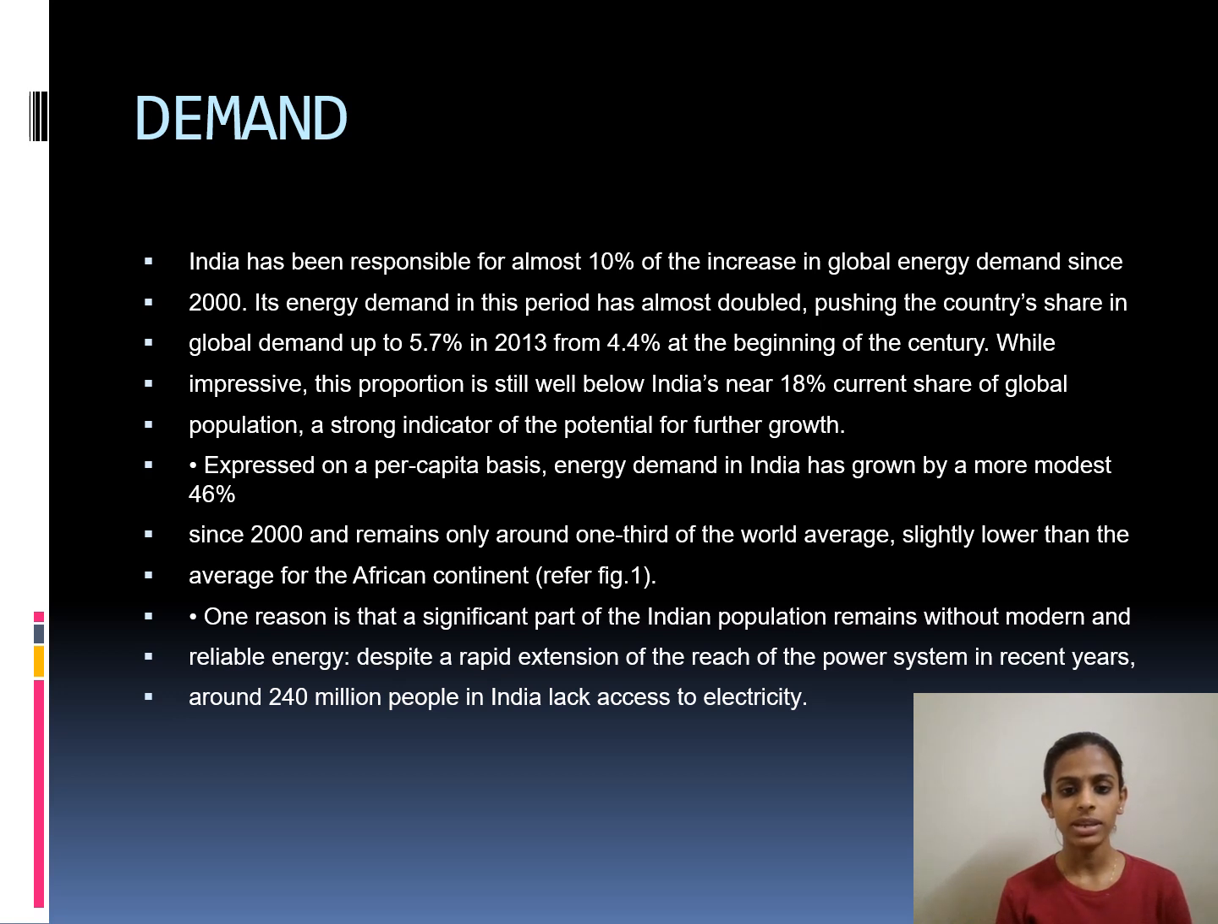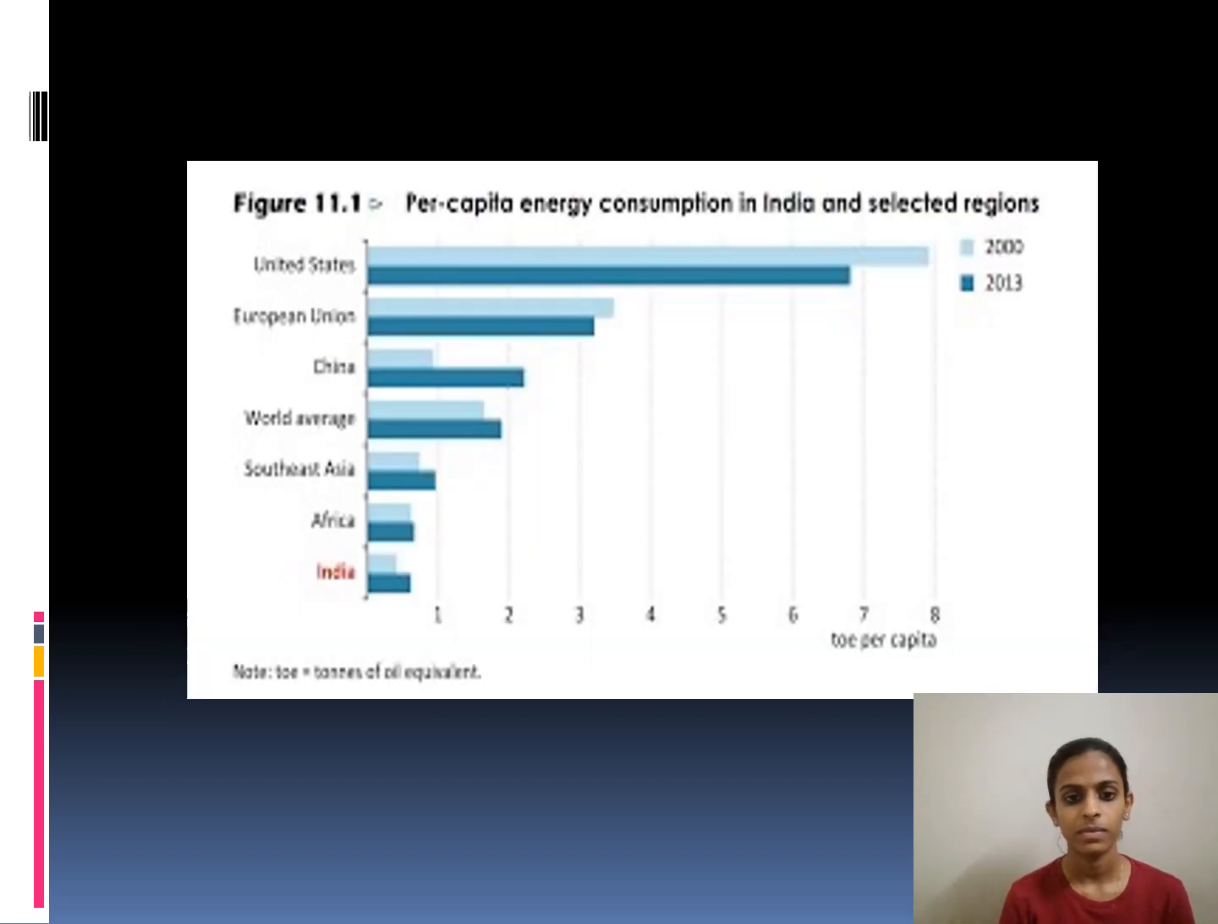Expressed on a per capita basis, energy demand in India has grown by a more modest 46% since 2000 and remains only around one-third of the world average, slightly lower than the average for the African continent. One reason is that a significant part of the population remains without modern and reliable energy. Despite a rapid extension of the reach of the power system in recent years, around 240 million people in India lack access to electricity.